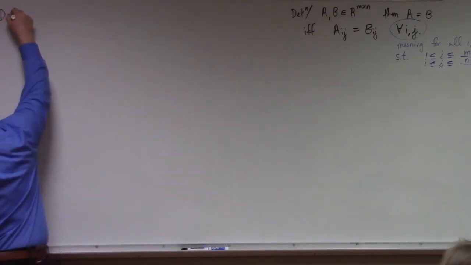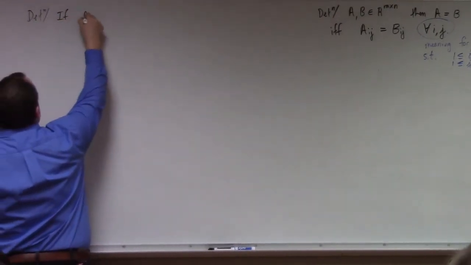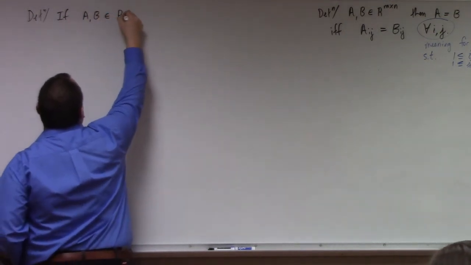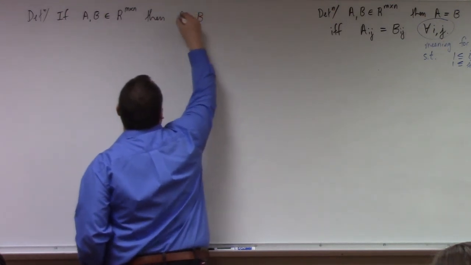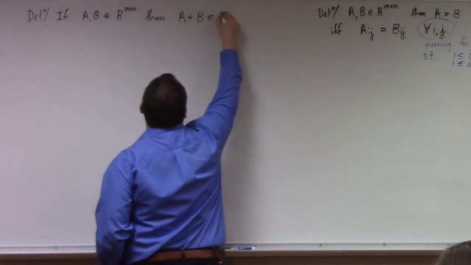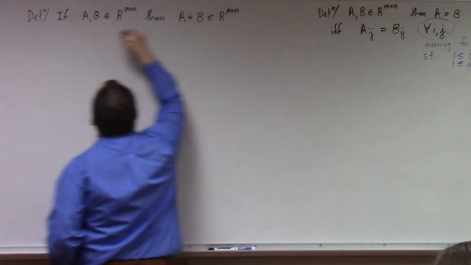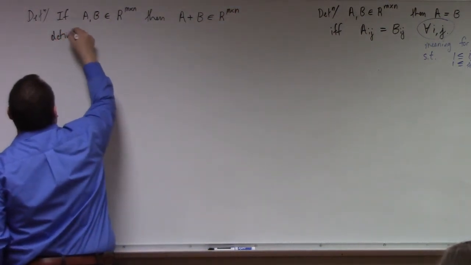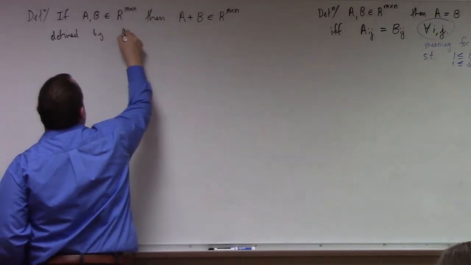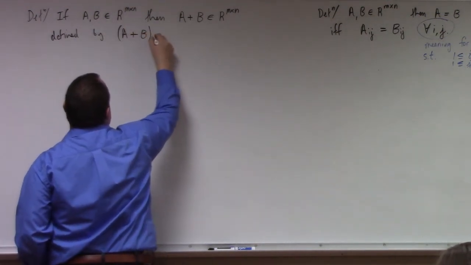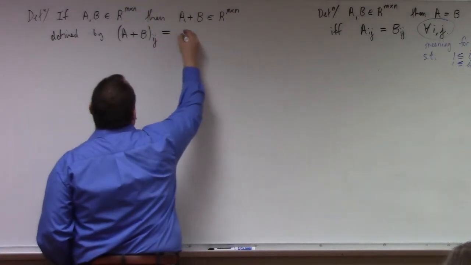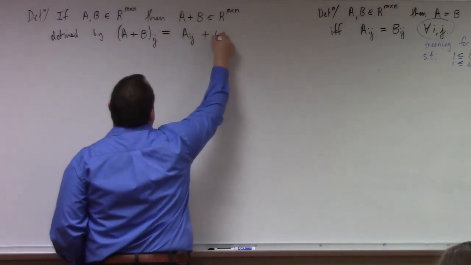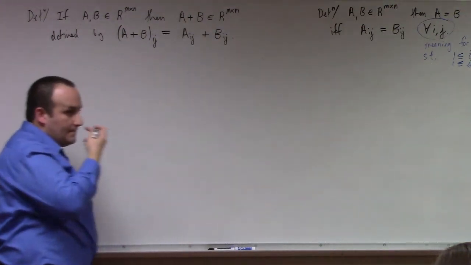But here's the definition. If A and B are in R^(m by n), then A plus B is an element of R^(m by n), defined how? So (A plus B)ij, all right? That means we're looking at the ijth component of this new object. By definition, what is it? Right, Aij plus Bij. Very good.